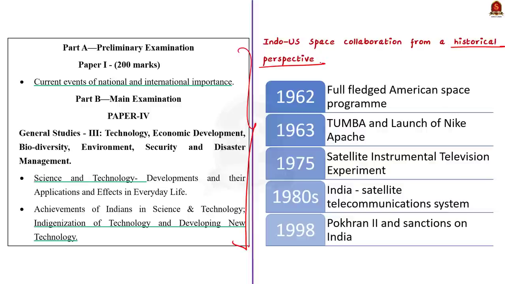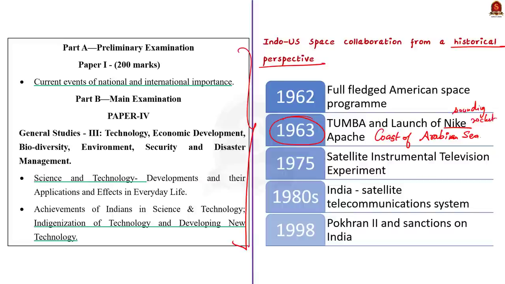See, Indo-US space cooperation has a long history. America established a full-fledged American space program in the year 1962. And after this, India set up the Equatorial Rocket Launching Station at Thumba on the coast of the Arabian Sea in 1963. And this was followed by the launch of the US-made Nike Apache sounding rocket in 1963. And this marked the beginning of the Indian space program.